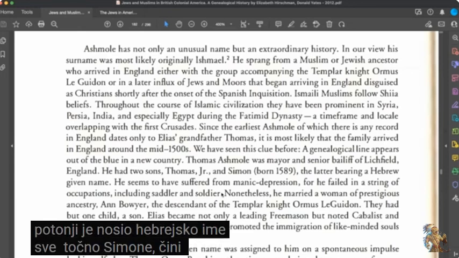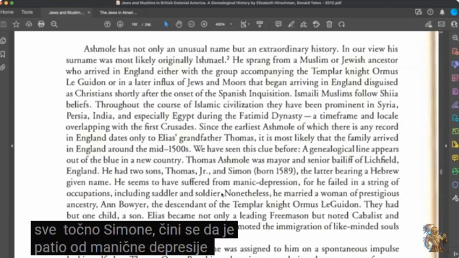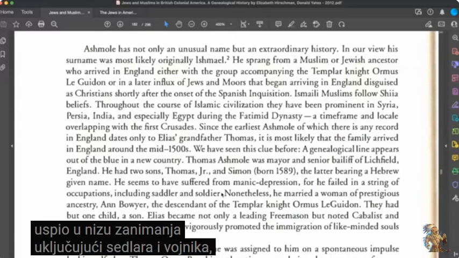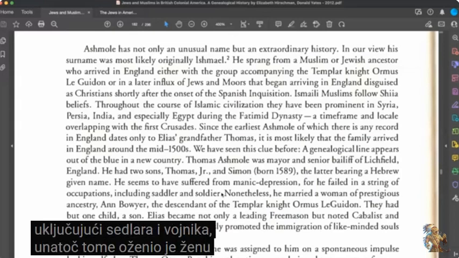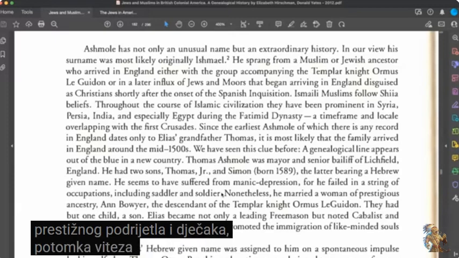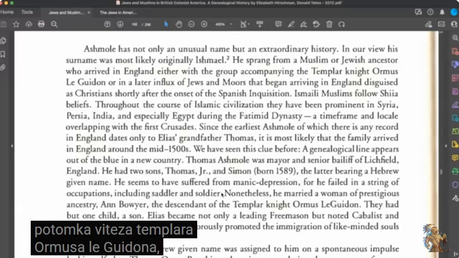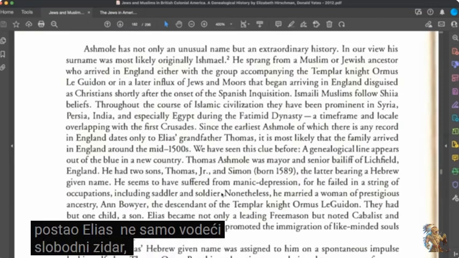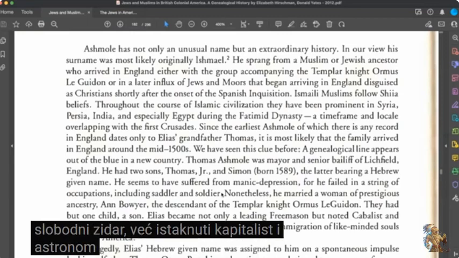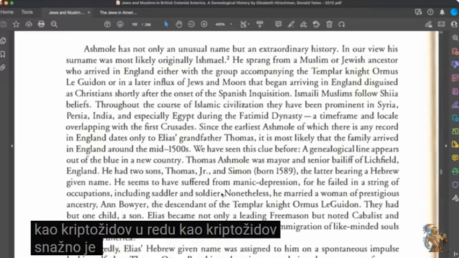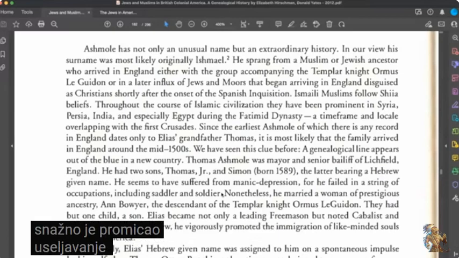All right, Simon. He seems to have suffered from manic depression, for he failed in a string of occupations, including saddler and soldier. Nonetheless, he married a woman of prestigious ancestry, Anne Boyer, the descendant of the Templar knight Ormus le Guidon. They had but one child, a son. Elias became not only a leading Freemason, but noted Kabbalist and astronomer. As a crypto Jew, he vigorously promoted the immigration of like-minded souls to North America.